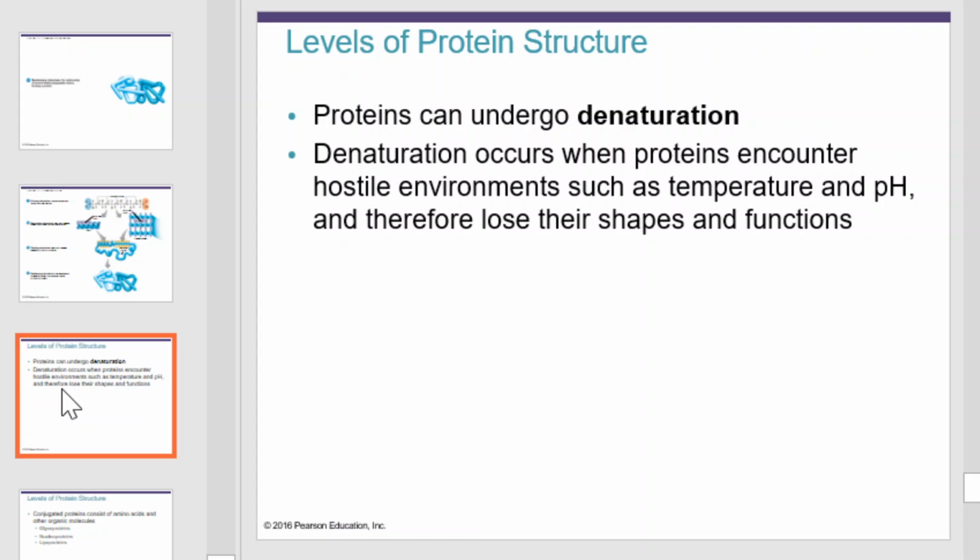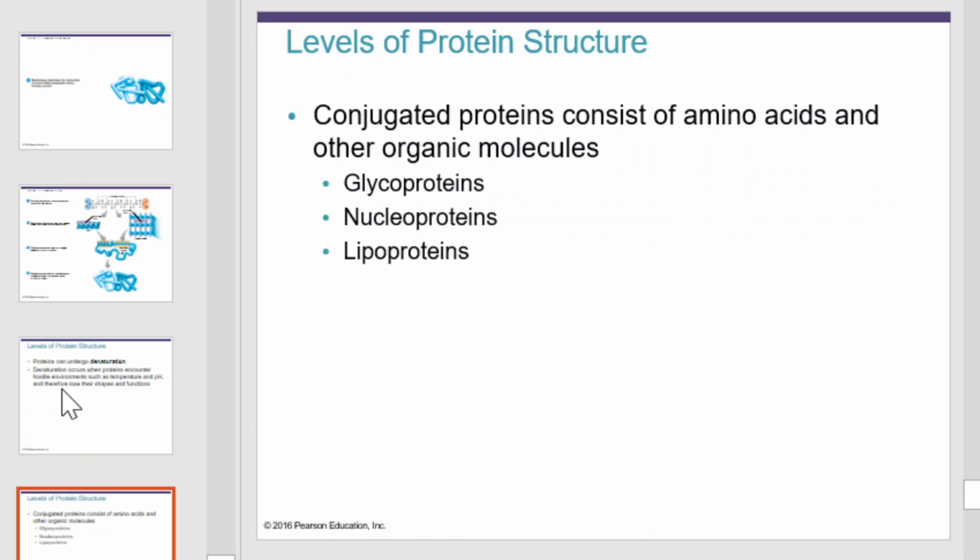A final note on proteins is that proteins can also undergo denaturization. Proteins prefer specific temperatures and pH levels and will lose their shapes if those temperature and pH levels are violated. Conjugated proteins consist of amino acids and other organic molecules. Glycoproteins, nucleoproteins, and lipoproteins can form when proteins interact with carbohydrates, nucleic acids, or fats.